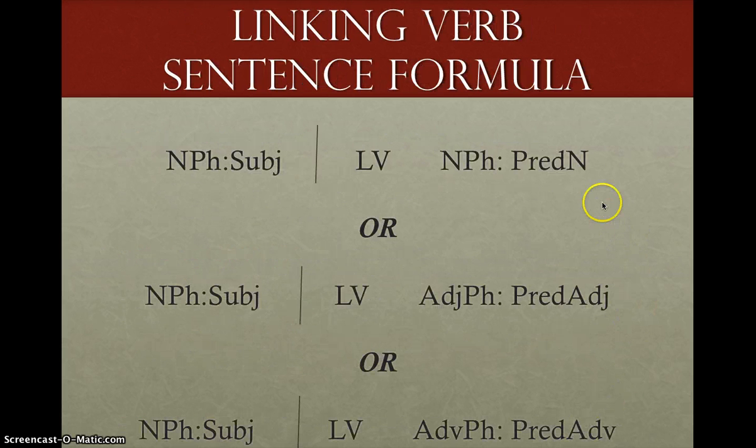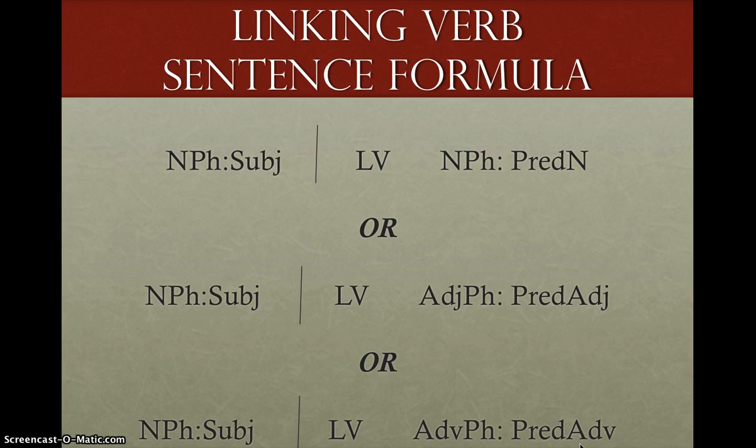All right, now linking verbs. Please don't get overwhelmed that there's three options. You're always going to have the subject, you're always going to have the linking verb, and then you're always going to have a description. But we can have three different types of description when it comes to linking verbs. We can have a noun, which is a predicate noun. We can have an adjective phrase, which is a predicate adjective. Or we can have an adverb phrase, which is a predicate adverb. These are all different ways of describing the subject.